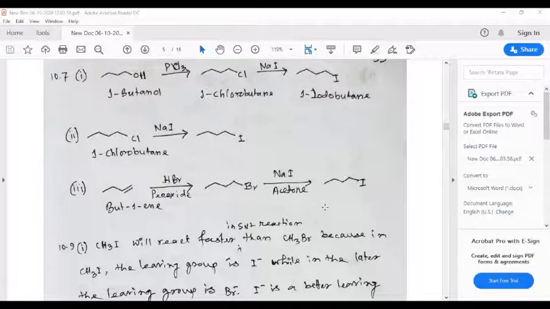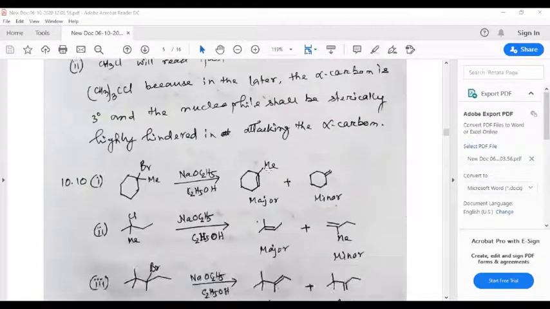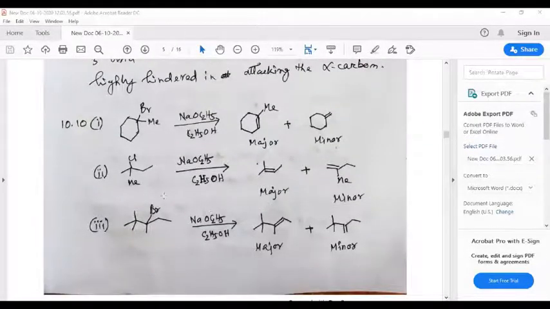Then the next question is 10.10.1. These are the products which are obtained by treating this compound with sodium ethoxide in ethanol. So sodium ethoxide is going to abstract a beta proton from this compound. So this compound has beta positions. Two beta positions, this and this beta position, are the same. They're equivalent. So we have to consider only one from this, and the second beta position is this one.